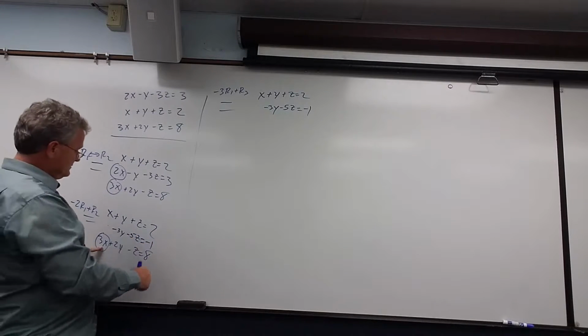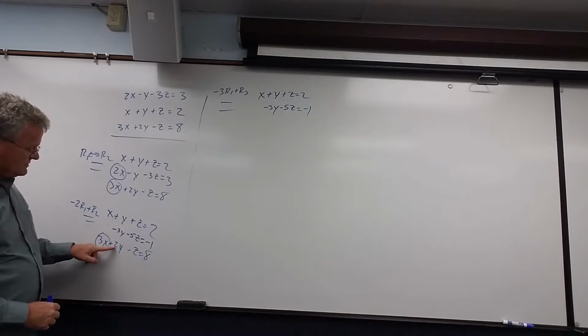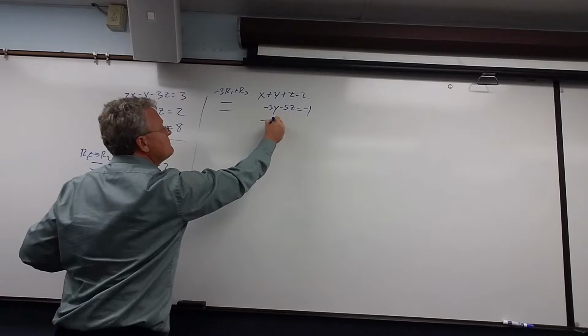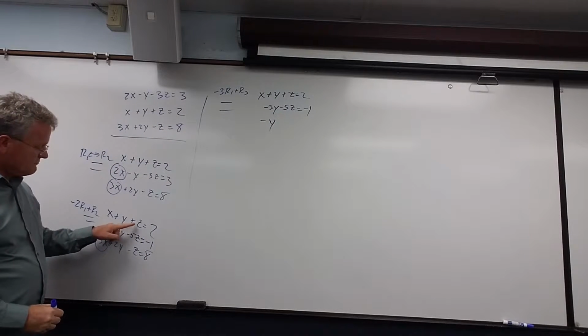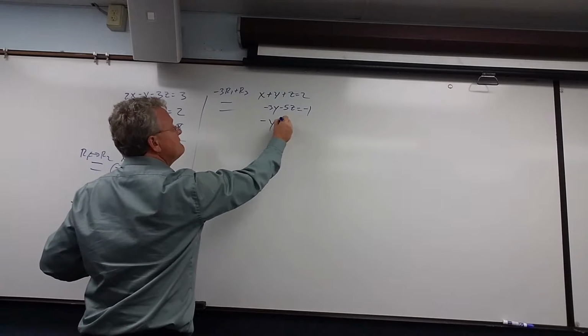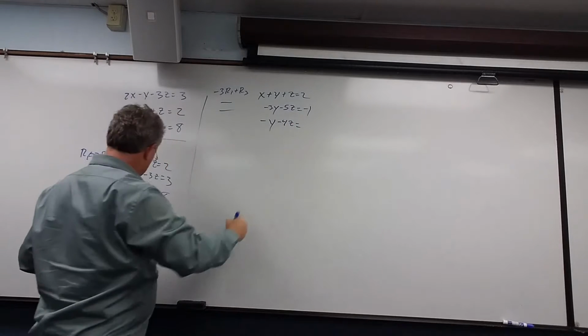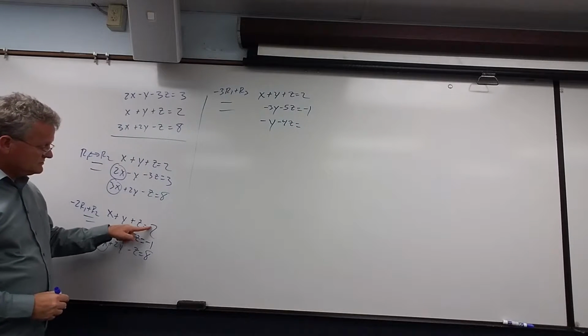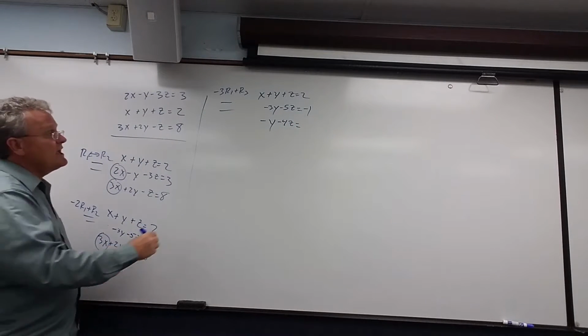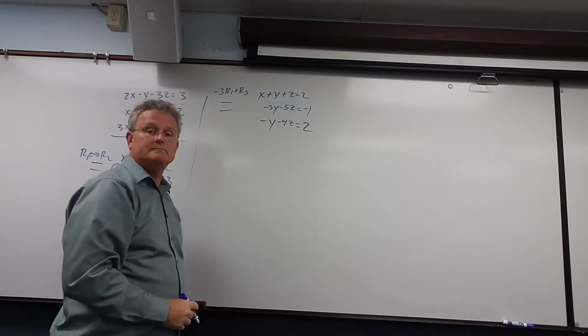And now let's do this operation. -3 and 3 is 0. -3 and 2 is -1y. -3 and -1 is -4z. -3 times 2 is -6, plus 8 is +2.